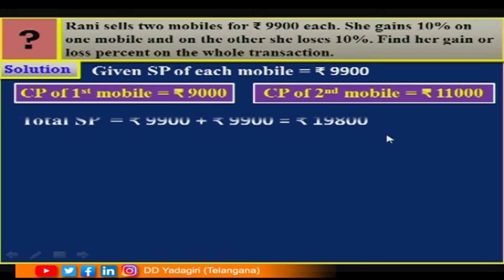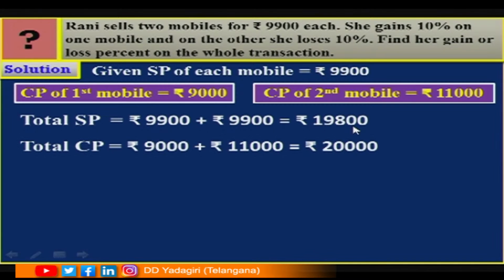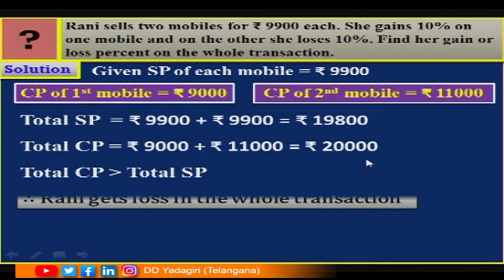So, what is the total cost price, children? First find out the total selling price, that is 9,900 rupees plus 9,900 rupees, and adding these two you get 19,800 rupees. Now, let us calculate the total CP. So, first one is 9,000, whereas the second one is 11,000, and adding these two we got 20,000. Now, what do you notice from these two CP and SP, children? Yes, we notice that CP is greater than SP, or in other words I can say SP is less than CP.